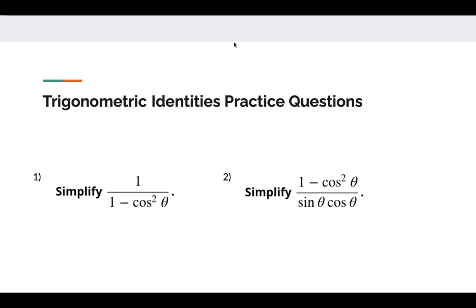Okay, so these are 2 practice questions. So just pause the video and try to do it by yourself.